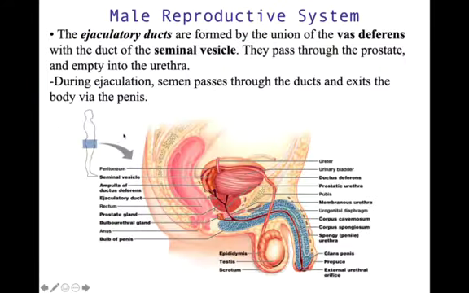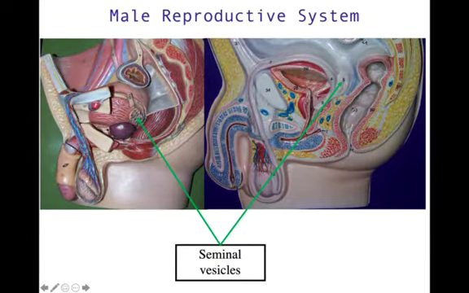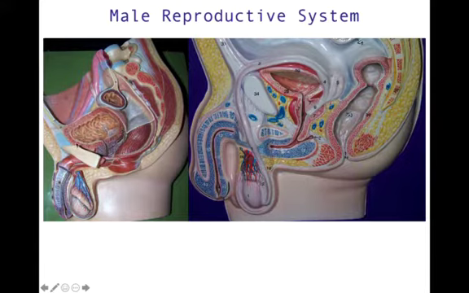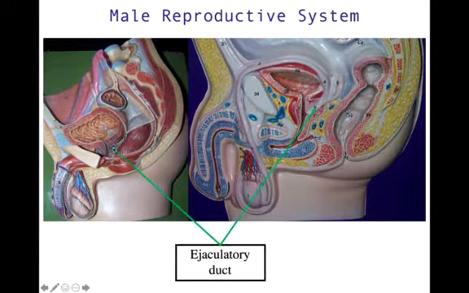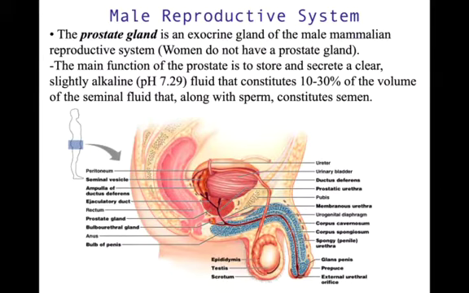On this model, you can take the front half of the model off. If I take the front half off, this is what it looks like. Here's my seminal vesicle right there, and here is my ejaculatory duct on this model, there and there. Notice that the ejaculatory ducts are found in this structure right here.